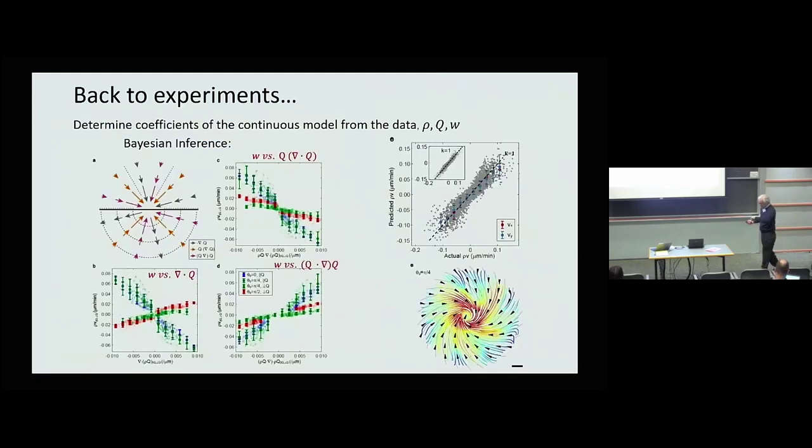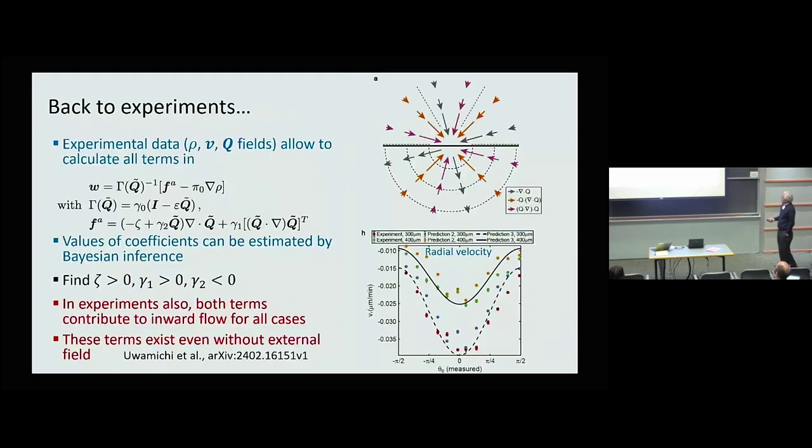Okay, maybe I already used 30 minutes. So this was measured in the experiment. We applied Bayesian inference to obtain all the coefficients from the data of density, Q and W. Then we found that only the linear term cannot explain it. We need to consider the 2 nonlinear terms. Then this is the fitting result. And this result shows not only the angle of the velocity, but the amplitude of the velocity profile as a function of tilt angle agrees very well.